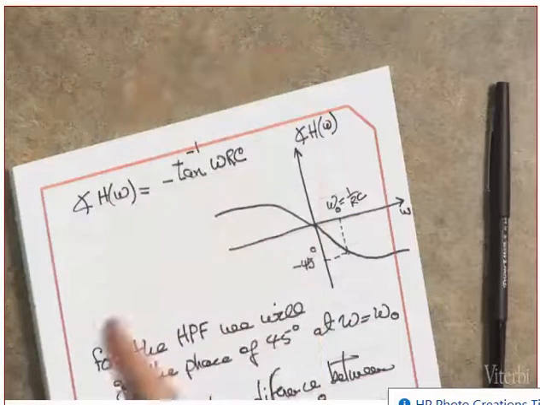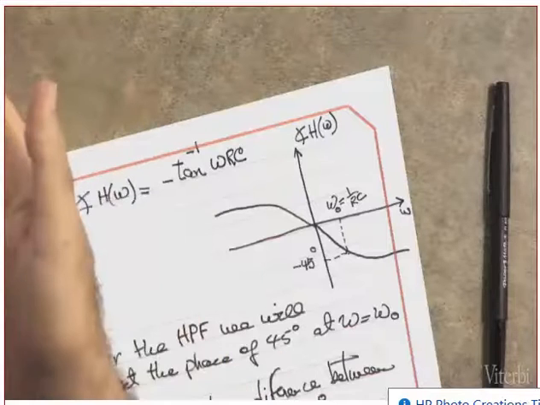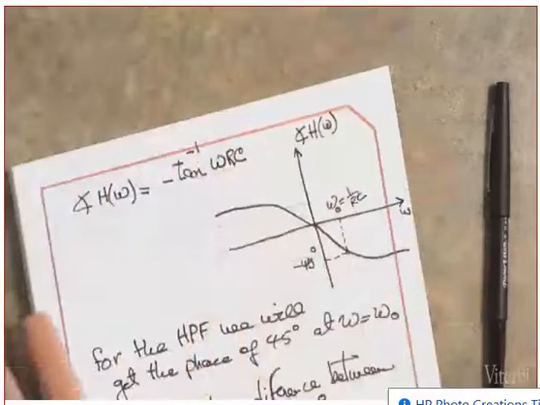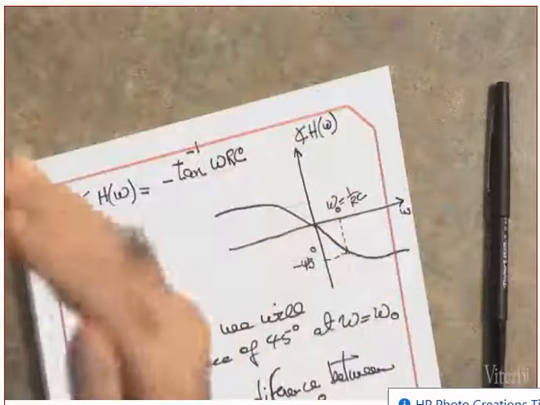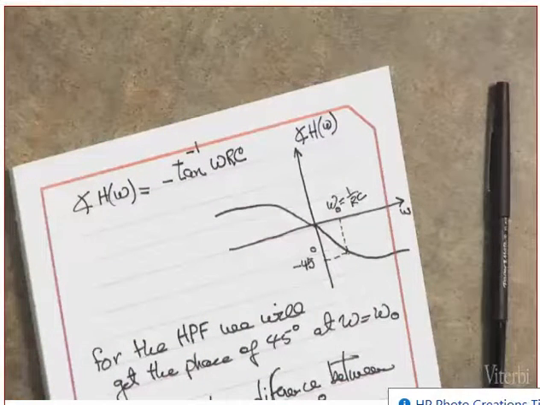Then from the high pass filter, what is the difference? 60. It will not be 90. I want 90 degrees because one of them is sine, the other one is cosine. Clear? Okay, good.